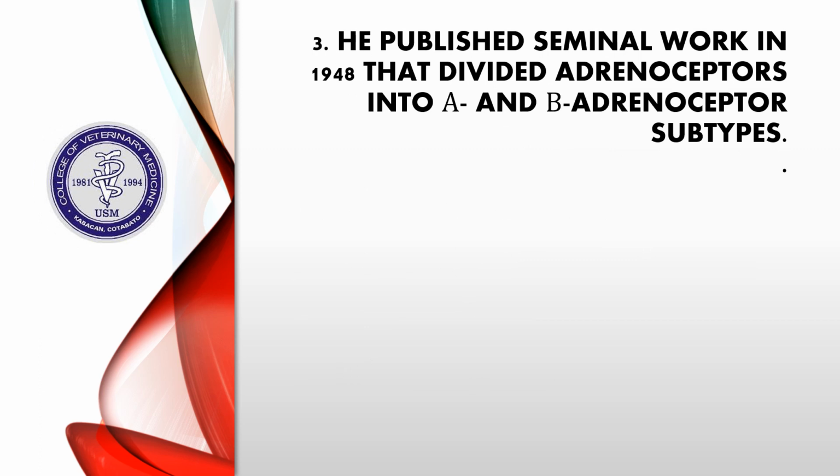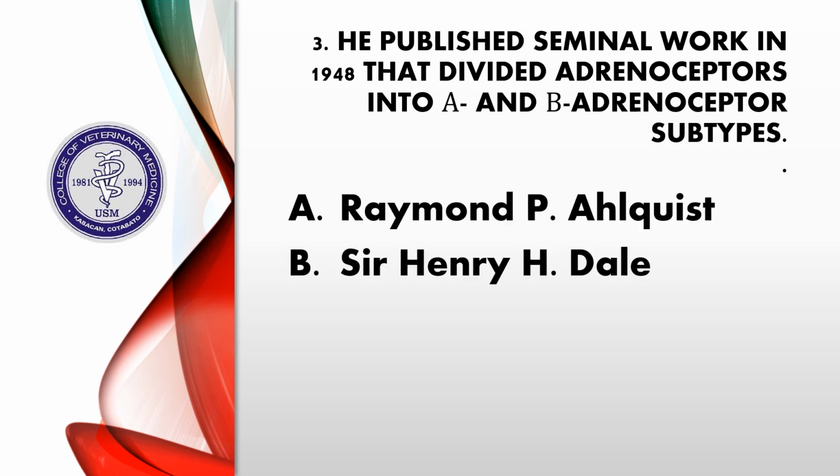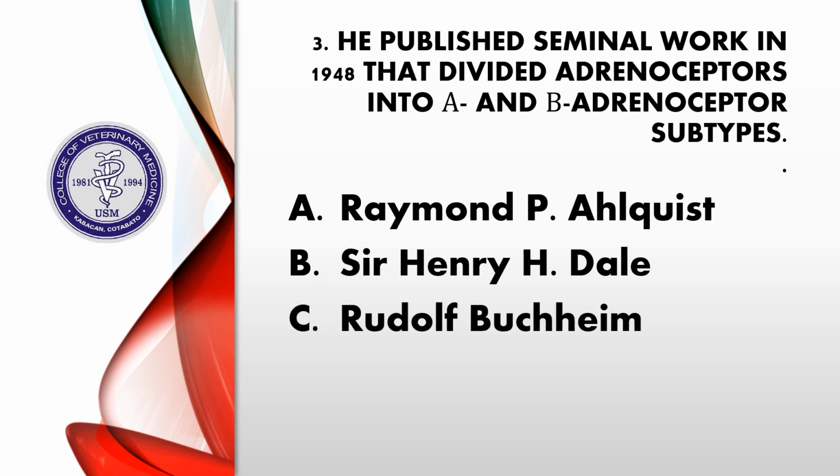Question number 3. He published seminal work in 1948 that divided adrenoceptors into alpha and beta adrenoceptor subtypes. A. Raymond B. Alquist, B. Sir Henry H. Dale, C. Rudolf Bochheim, or letter D. Jabir Ibn Hajar.